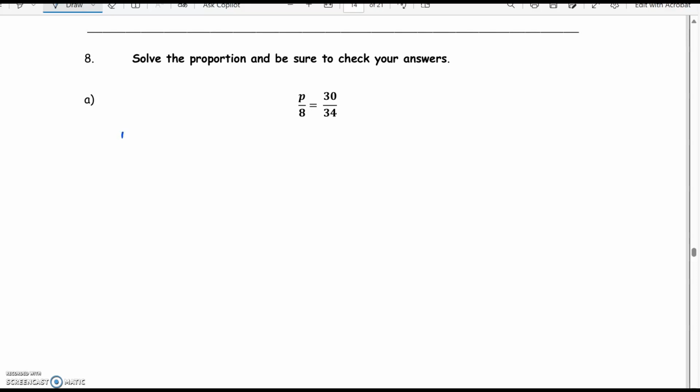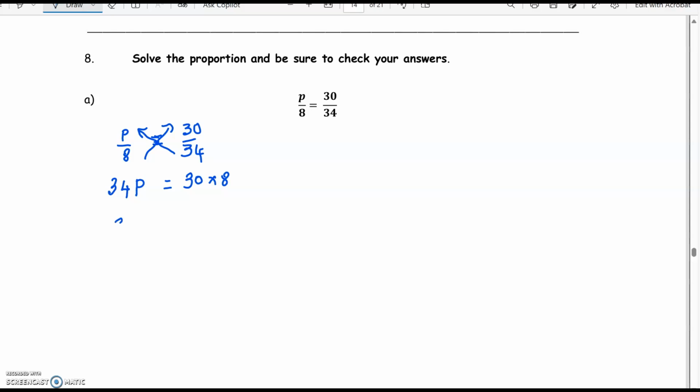So we have p over 8 equals 30 over 34. One standard method that works is cross multiplication. So let's just cross multiply. It works all the time. Sometimes it might be a little longer than other methods, but it works for sure. So 34p, and we are multiplying across the equal sign, is equal to 30 times 8.